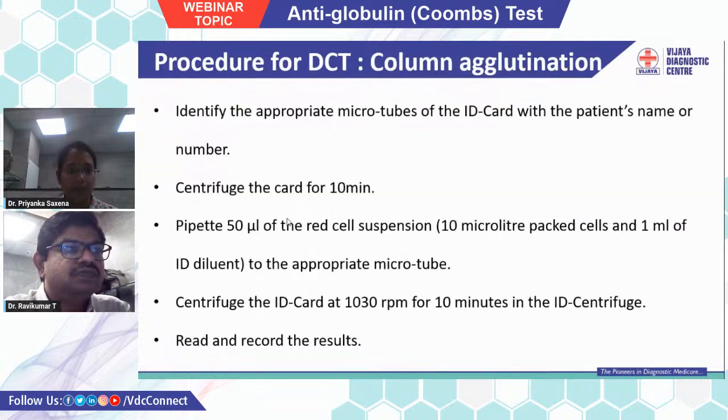Now the second method, column agglutination method. In this, we use the ID-Coombs cards and direct Coombs test. Firstly, we have to label appropriately the microtubes with the patient's name or number and centrifuge the card for 10 minutes. This is done in case there are any air bubbles or gel drops in the tube, to remove those. Then we have to pipette 50 microliter of red cell suspension of the patient.